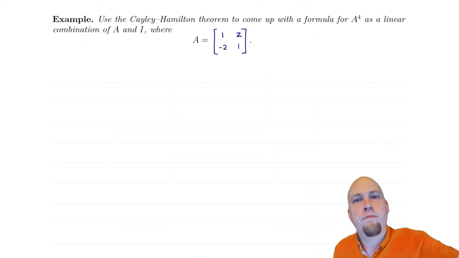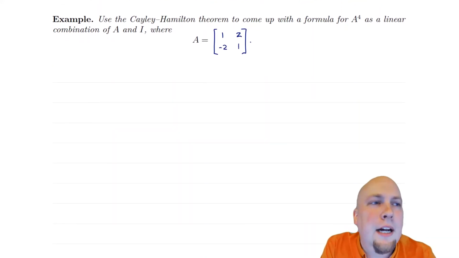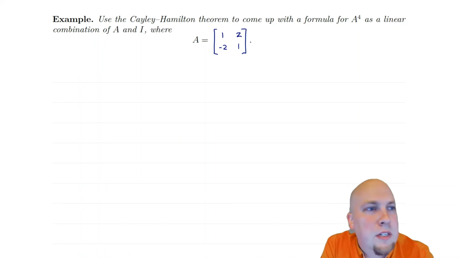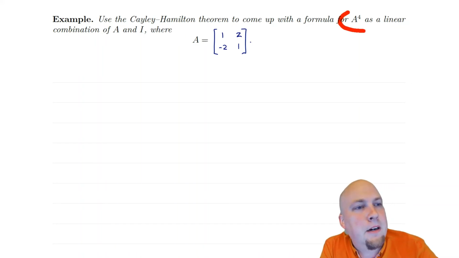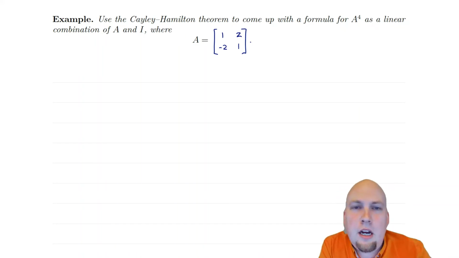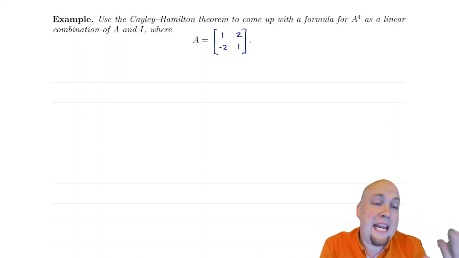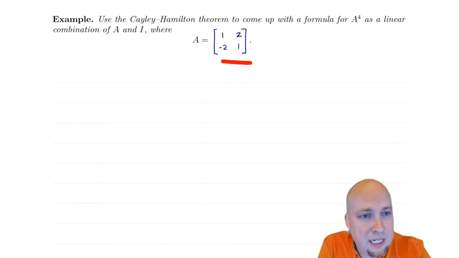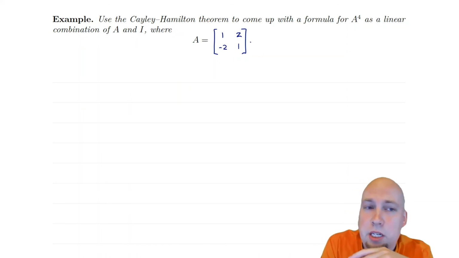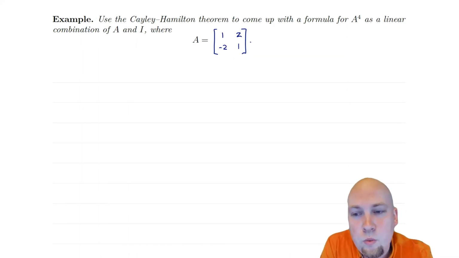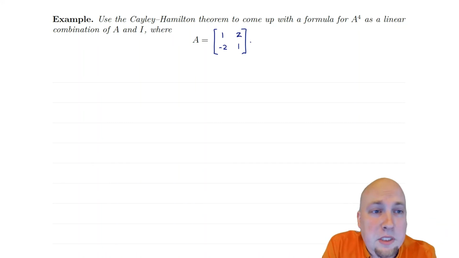All right, so the first example that we're going to go through is we're going to find a formula for A to the power 4 as a linear combination of A and I, where A could be any 2 by 2 matrix, but just for the sake of picking some, here's the 2 by 2 matrix that we're going to do: 1, 2, minus 2, 1. And we're going to use the Cayley-Hamilton theorem to do this.